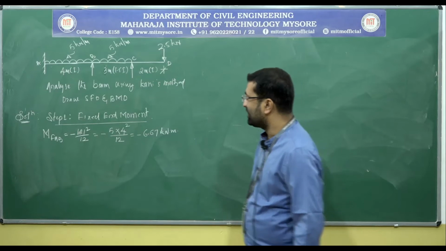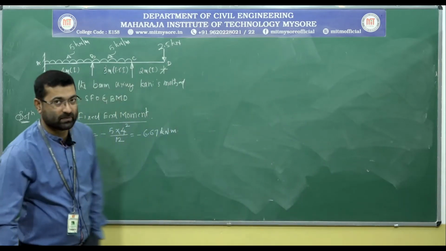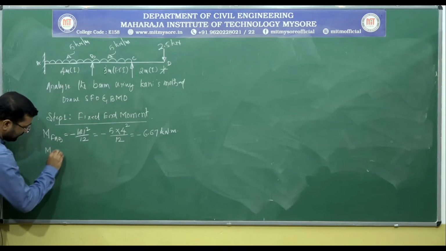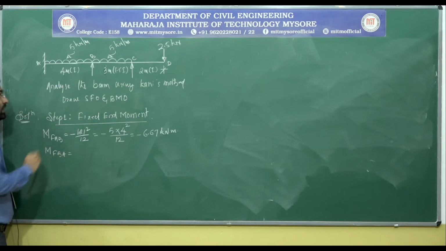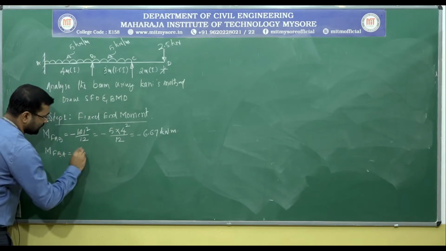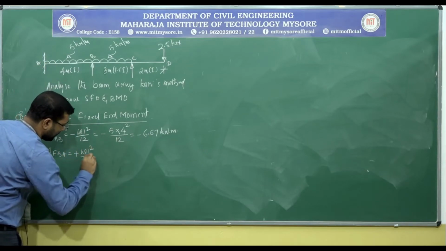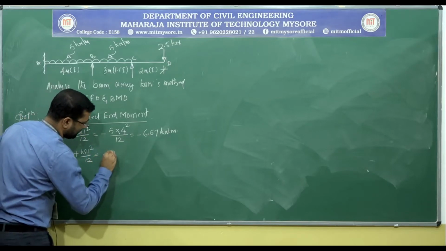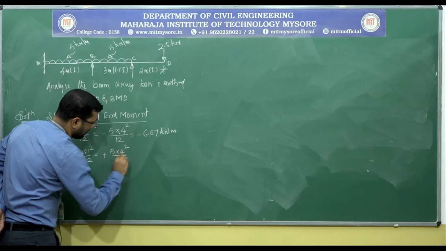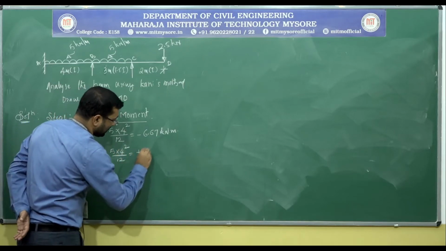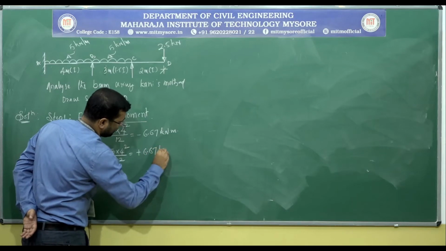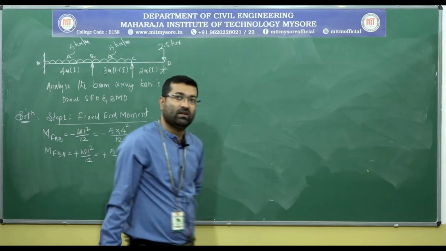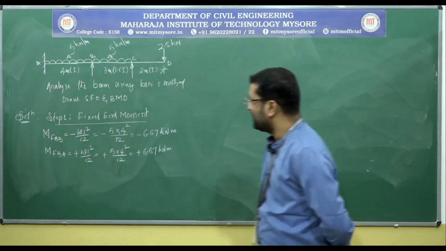Similarly, let us work out one more fixed end moment for the same span, that is MFBA. As the load is again UDL, it is plus WL square by 12, only there is a change in the sign. So it is plus 5 into 4 square by 12, which gives you plus 6.67 kilonewton meter. These are the 2 fixed end moments for span AB.